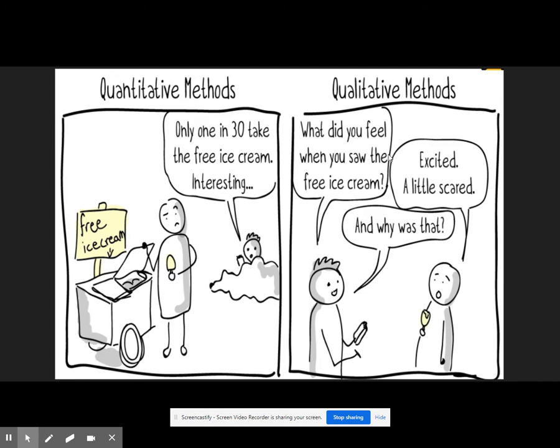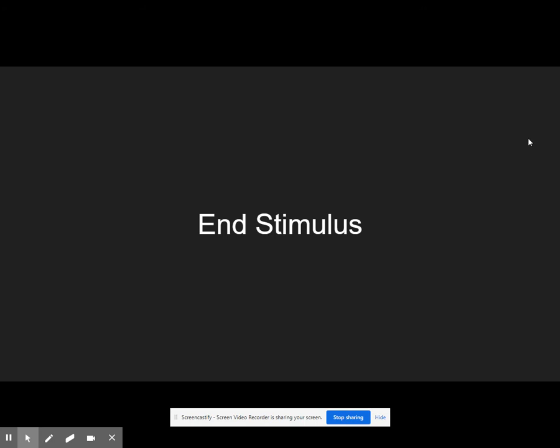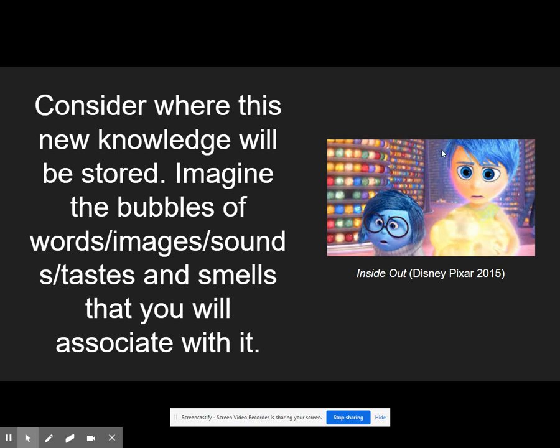You might have concepts of the methods for collecting data. This is looking like a naturalistic observation, and this is looking like an interview. You might also think of research in the ways that it's applied, its objectives, or its mode. So those are all the kind of prior pieces of information that we might have about research methods in psychology. So now your brain has kind of activated where it needs to go, and it now is going to make it easier for you to retrieve this information.